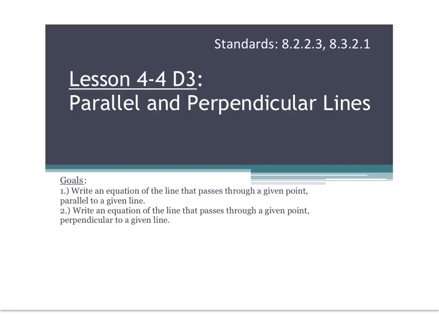Today we're going to take a look at what we've been doing the last 2 days with our parallel and perpendicular lines, and today we're going to put the two together. So it's going to be really important that you're paying attention to the directions, whether you need to be writing a line that's parallel or that you're writing a line that's perpendicular to each other.